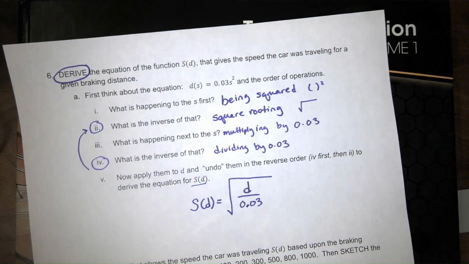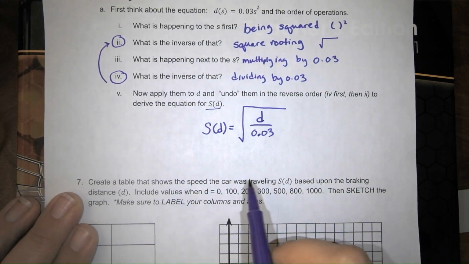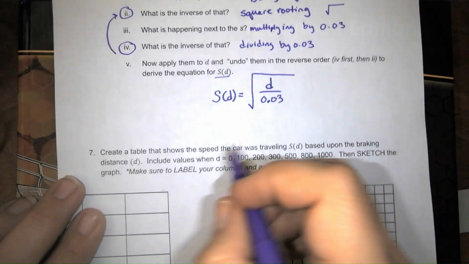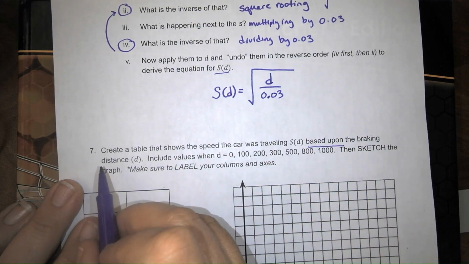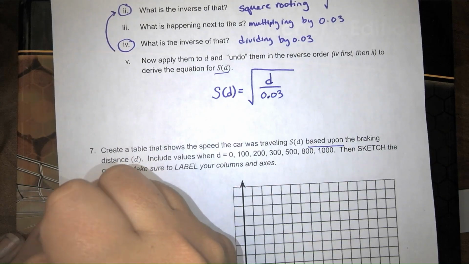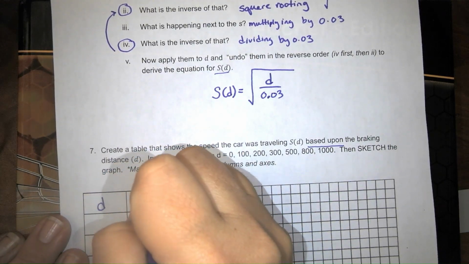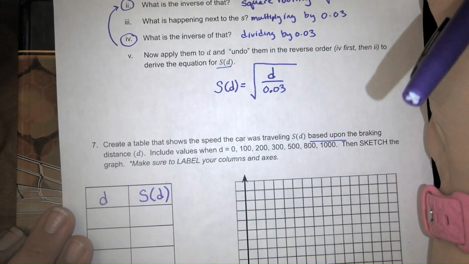Our next task is to create a table that shows the speed the car was traveling, s of d, based upon the braking distance, d. Based upon right here, it's going to be dependent on this, which means that's our independent variable. So d, distance, is our independent variable, and we need to calculate the speed based on distance. That's going to be our dependent variable.